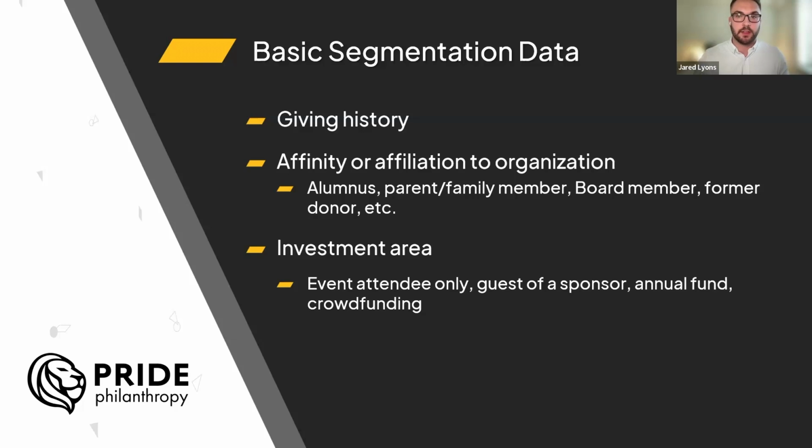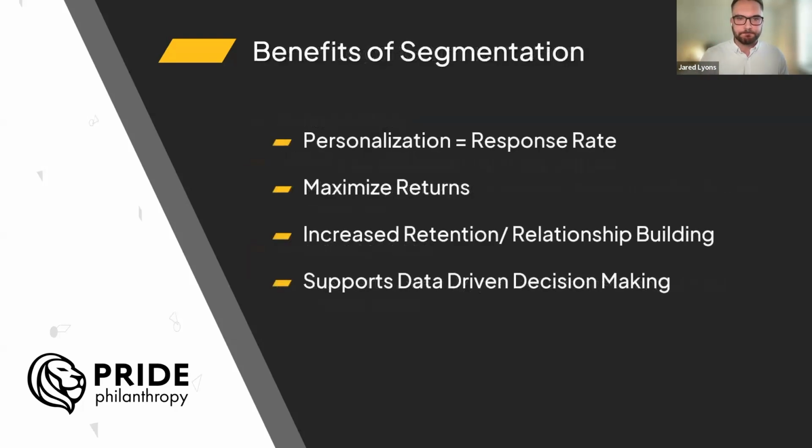investment area. So how did they first get connected with the organization? Did they attend an event and give you some money at that? Were they a friend of one of your donors? Did they donate to you online? So what area did they invest in, and how did they get connected to you in the first place? And then what is your relationship with them now, if any? How far along has that relationship progressed? And so you can categorize them based on these three high level criteria. Next slide, please.